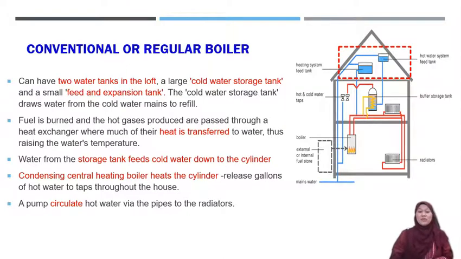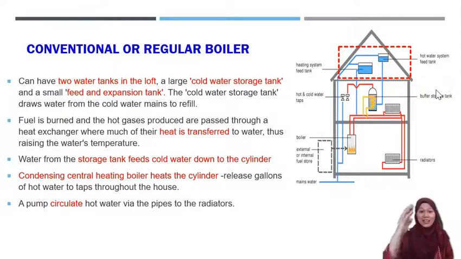Okay, let's go into the first type of boiler, the conventional or regular boiler. Okay, these are the typical systems. You need to differentiate between these three: conventional, combi, and also you need to differentiate with the system. The diagram here for the conventional or regular boiler, they have two tanks here.